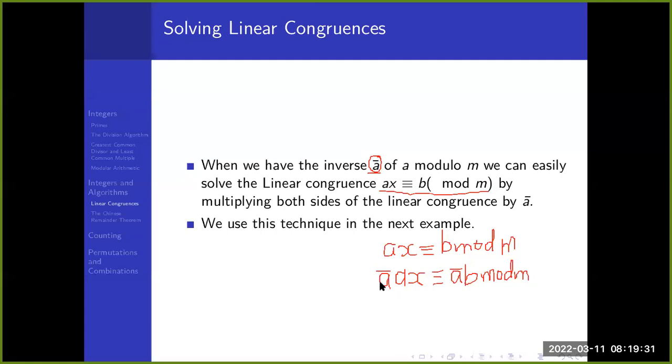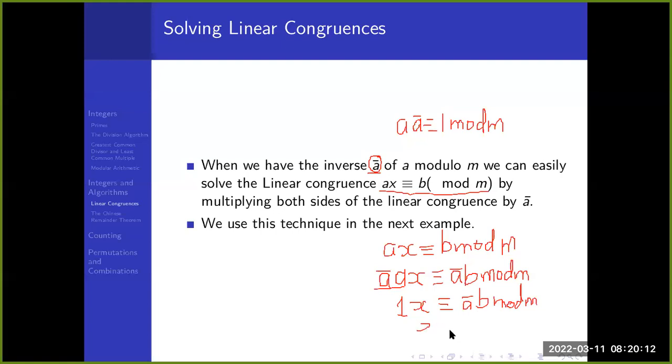Since we multiplied A by its inverse modulo M, it is congruent to 1 modulo M, so I can replace it by 1. There's no problem, because modulo M they are congruent. Then I'll be left with the solution on this end, the inverse of A times B mod M. Then I'm able to find my value of X.